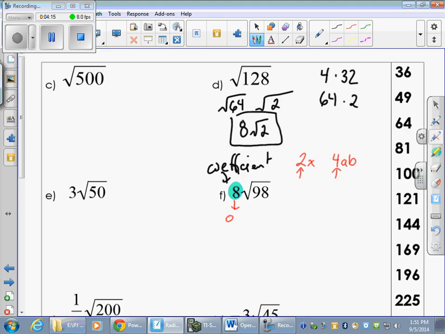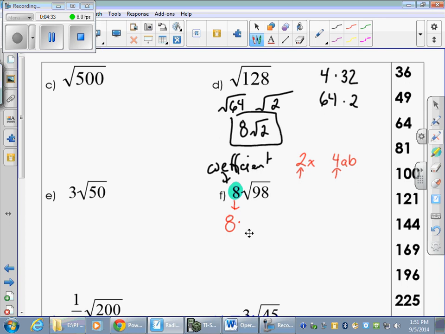We're going to bring that coefficient down to the next line. We'll be multiplying it by whatever whole number we get from our perfect square. But first, we've got to simplify the square root of 98. So once again, we're looking for a perfect square that's a factor of 98, specifically the largest perfect square.